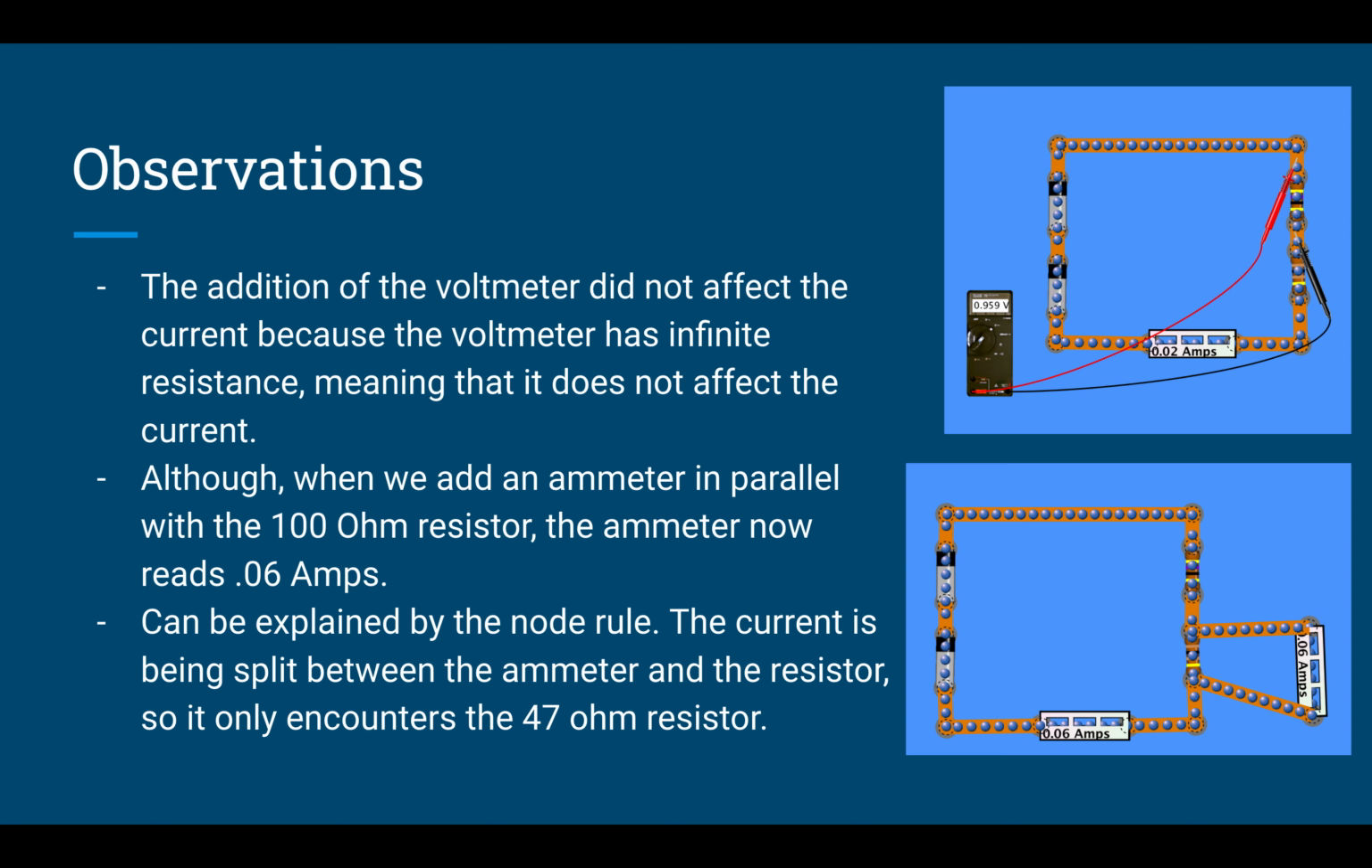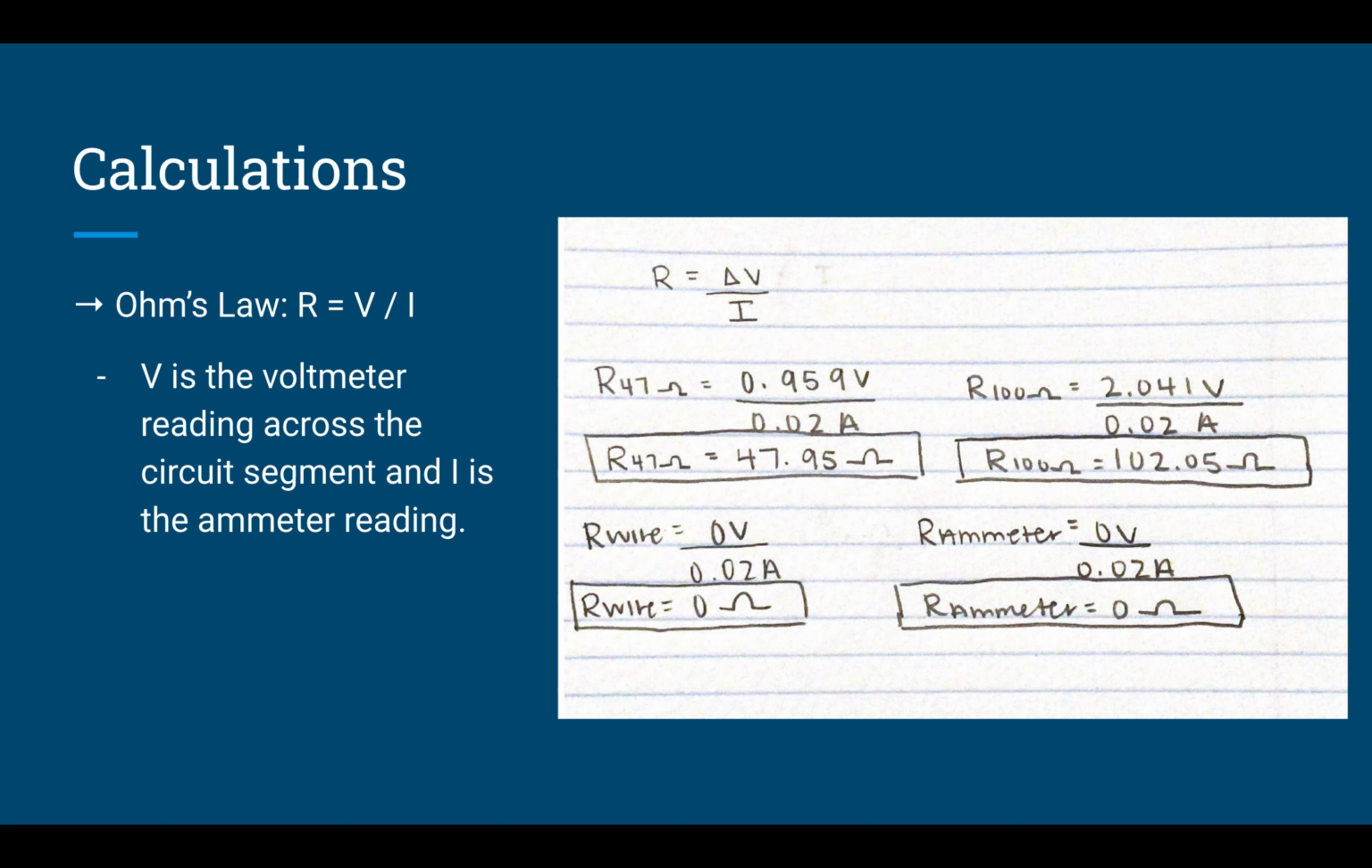Next, we added an ammeter in parallel with the 100 ohm resistor, which caused the ammeter reading to change to 0.06 amps, as you can see in this bottom right diagram. This change can be explained by the node rule because the current is now split up between the ammeter and the resistor. Next, I calculated the actual resistances of both the resistors, the wire, and the ammeter.